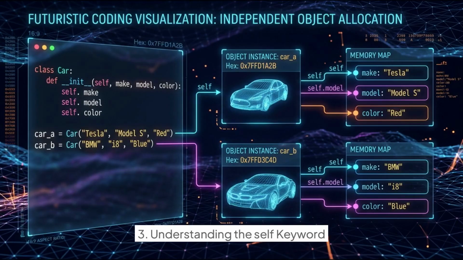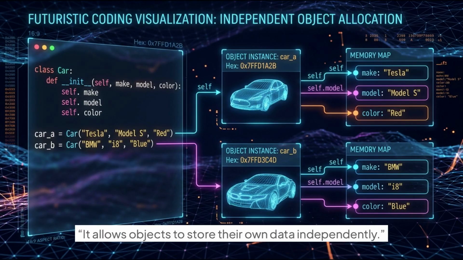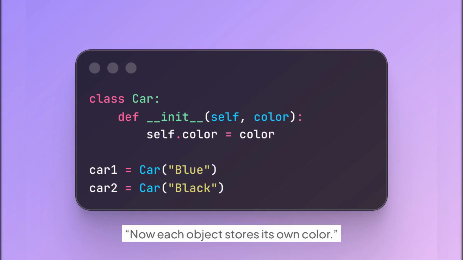3. Understanding the self keyword. The self keyword refers to the current object. It allows objects to store their own data independently. Now each object stores its own color.